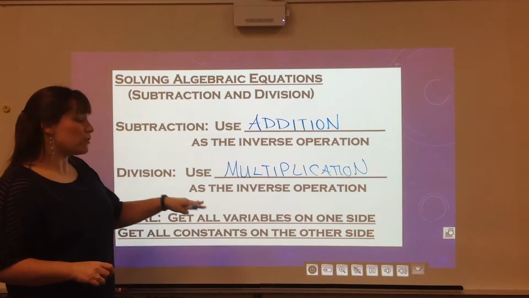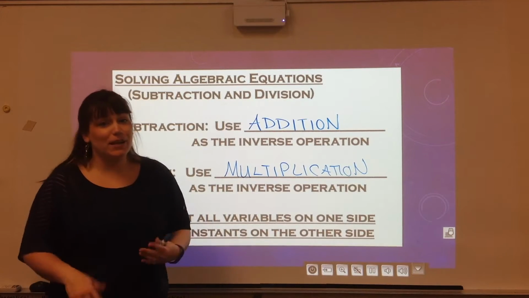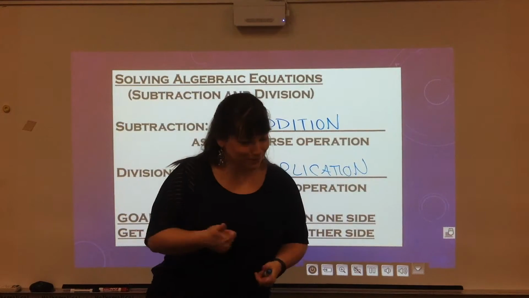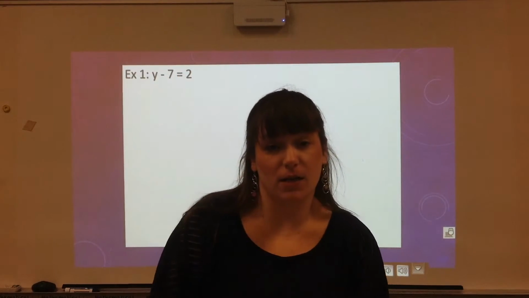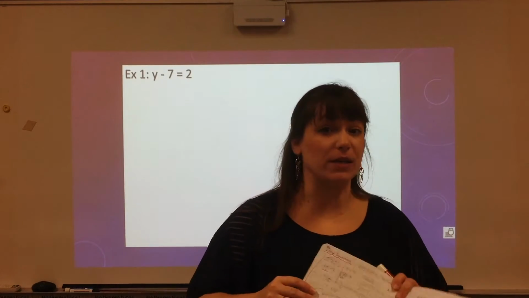You have to get all of the variables on one side and all of the constants on the other side. At the end of the day, you still want x to equal something. I know there's a little box underneath. Again, just like yesterday, I'm going to hold off on that until we get to division.